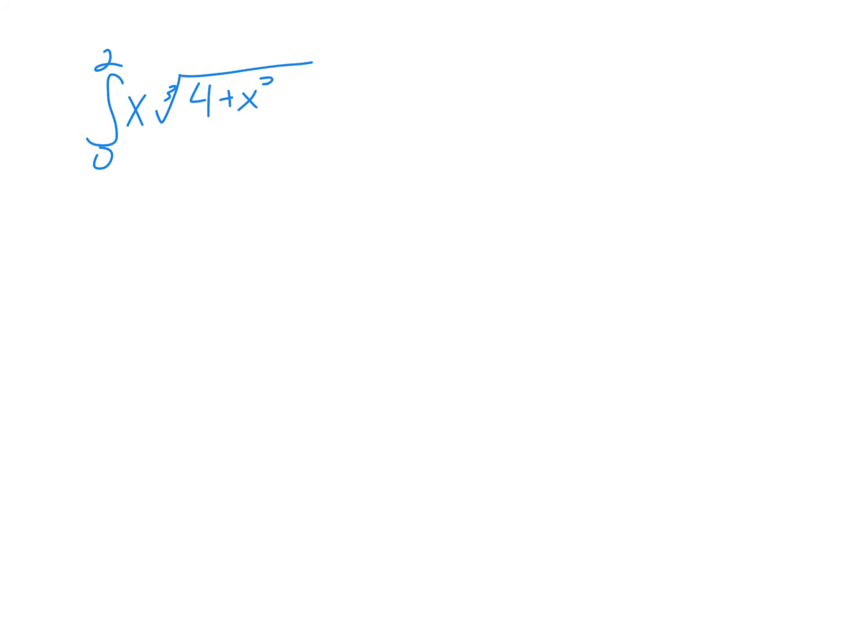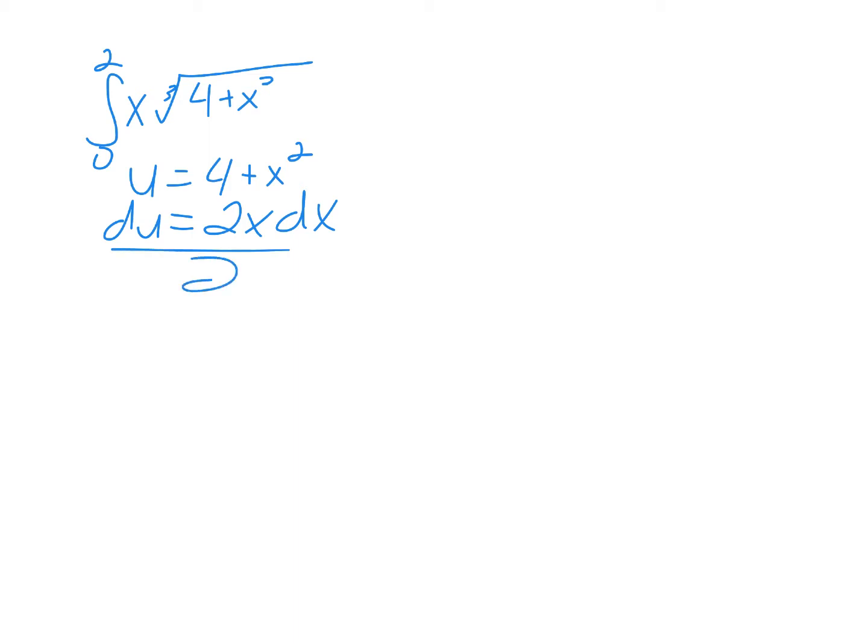All right, new definite integral. From 0 to 2 of x times the third root of 4 plus x squared. So let's set u equal to 4 plus x squared. du equal to 2x dx. So, once again, get x dx alone. Should have put it there in the integral, my bad. And then we're going to get du over 2 equals x dx.